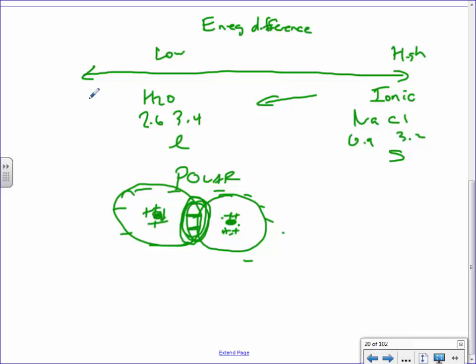It's also possible for us to have a molecule like, say, nitrogen gas. The way nitrogen gas works is that nitrogen is literally bonding to itself. Okay?